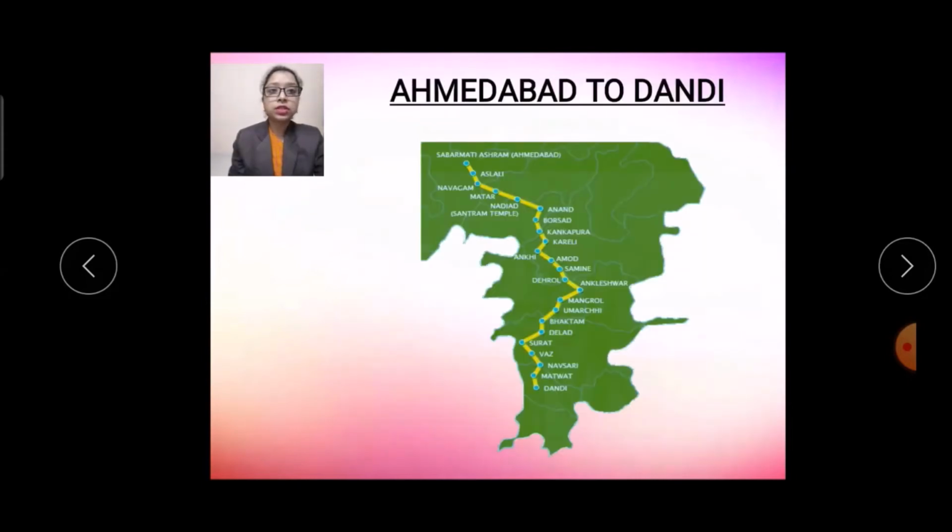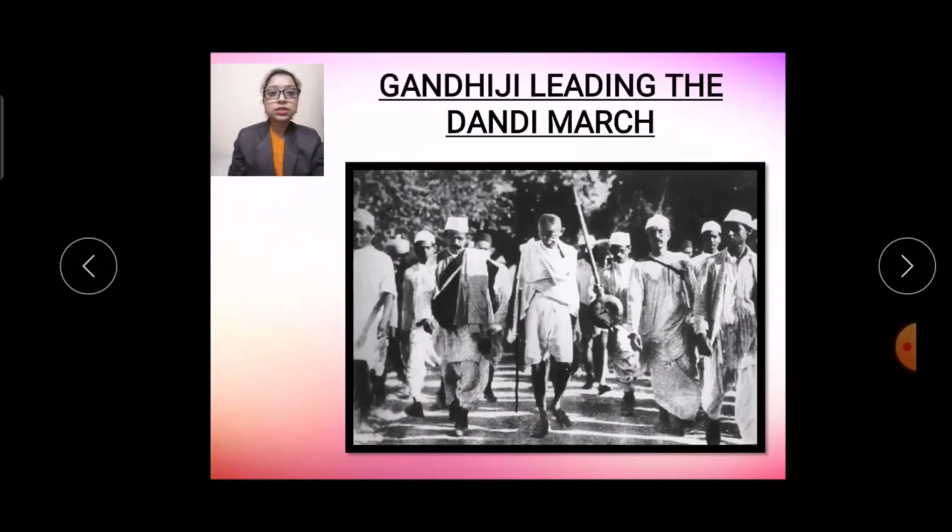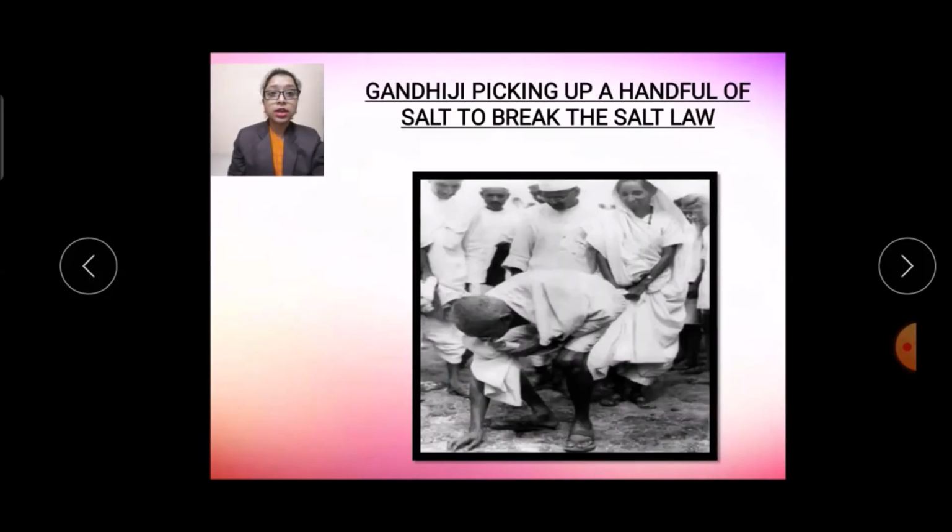So here you can see, this is from where Gandhiji started. He started from Sabarmati Ashram in Ahmedabad, and he walked from Sabarmati Ashram in Ahmedabad to Dandi, a village in Gujarat. And on the seashore of Dandi, Gandhiji and his followers made salt by evaporating sea water. So evaporating, in Hindi we call it bhap. So Gandhiji and his followers made salt by evaporating sea water.